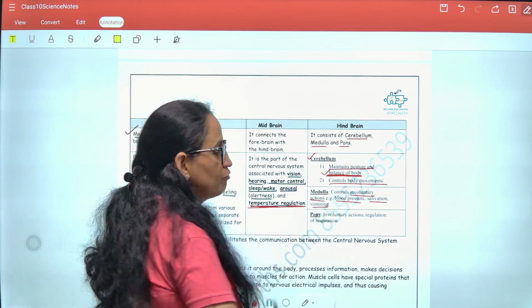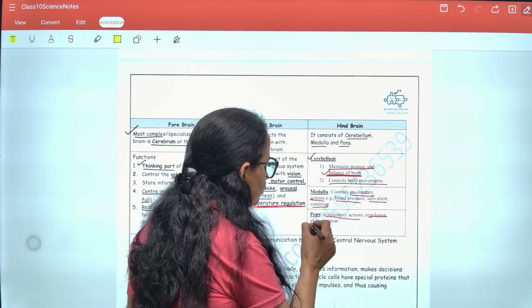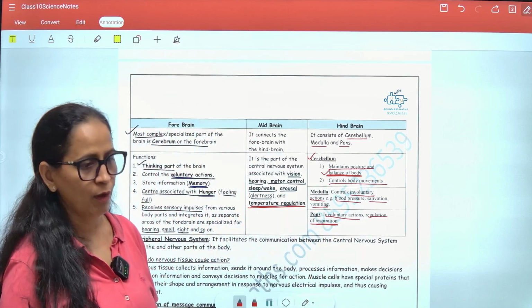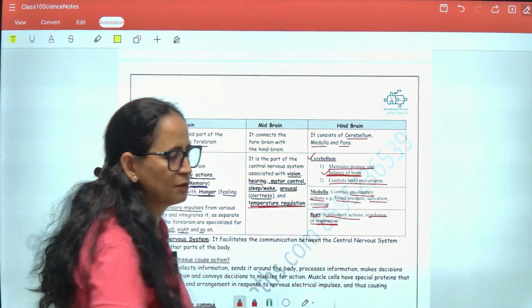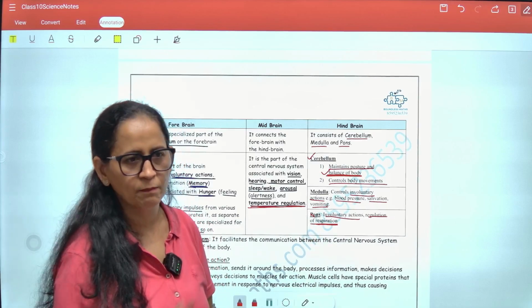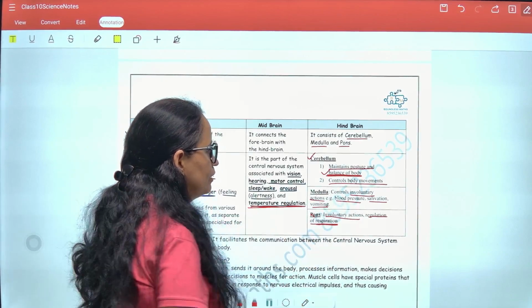Now what is the function of pons? Involuntary actions and regulation of respiration. Again, respiration is very important when it comes to pons. P can be just changed with a slanting line and it becomes R. So this is how you can remember. Pons regulates respiration. PR, friends. So pons regulates respiration and involuntary actions.